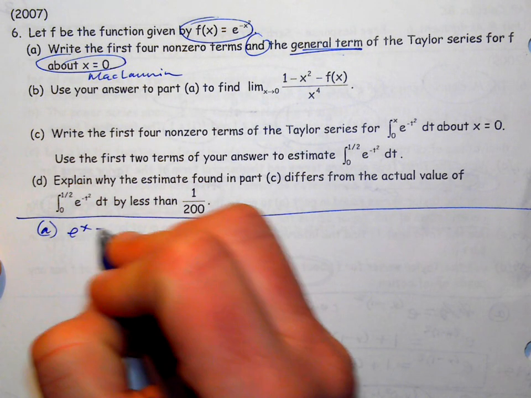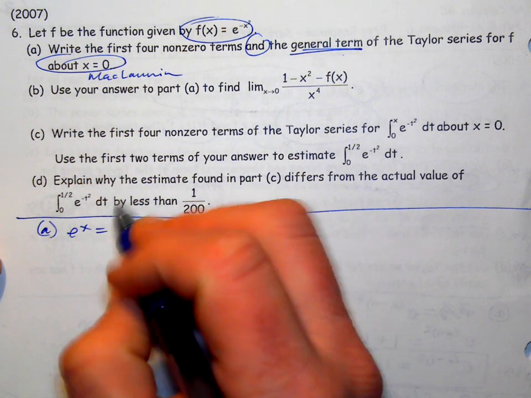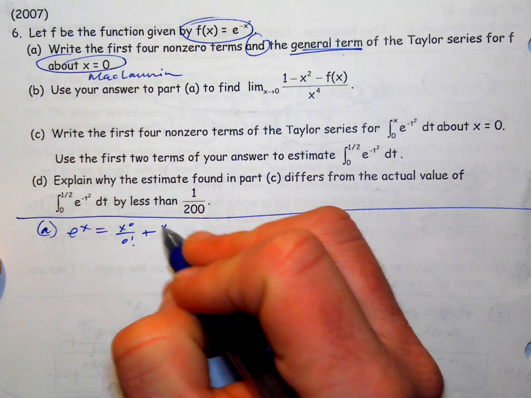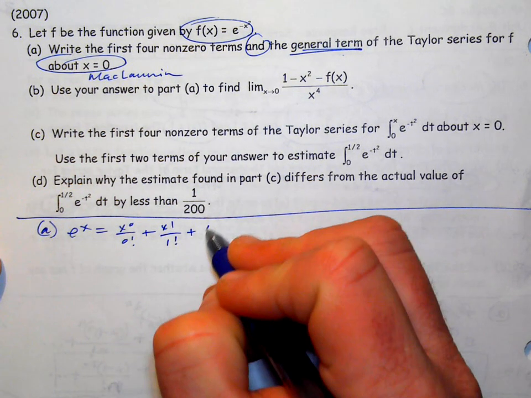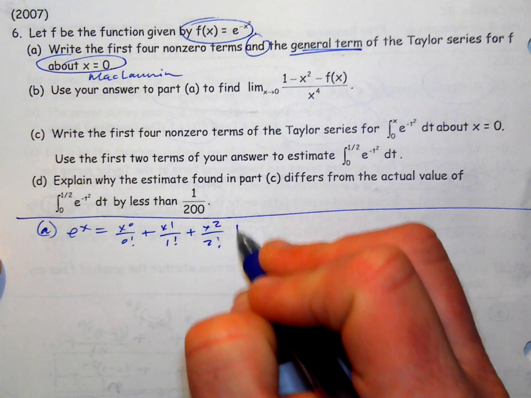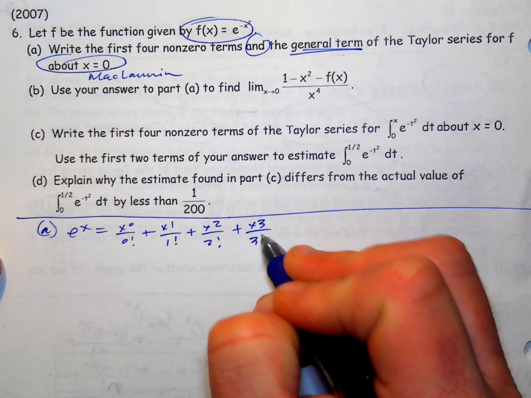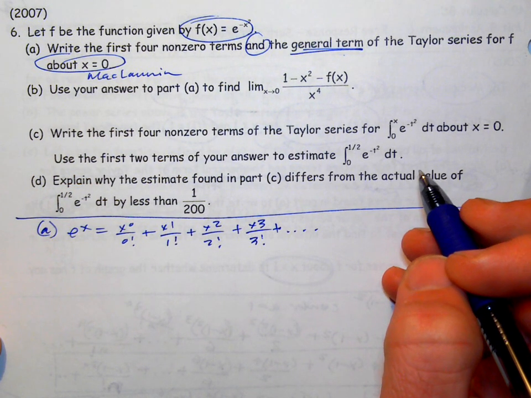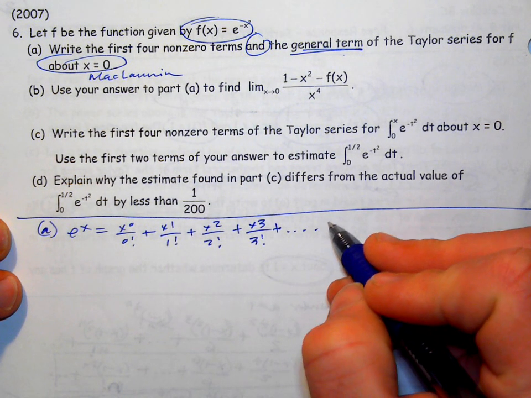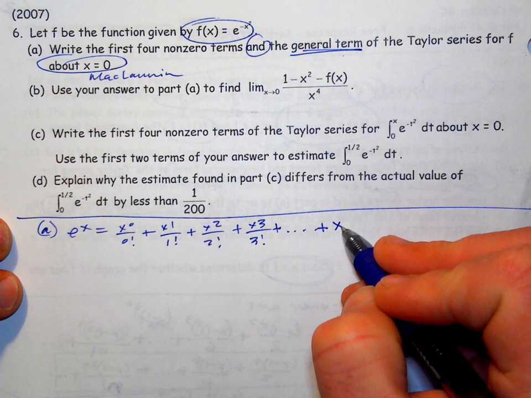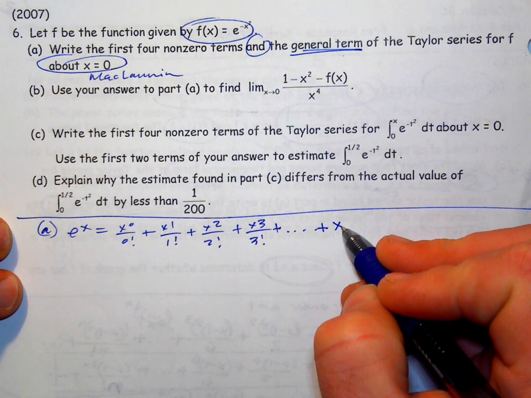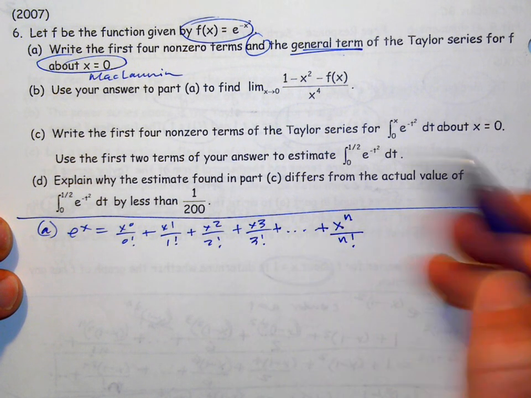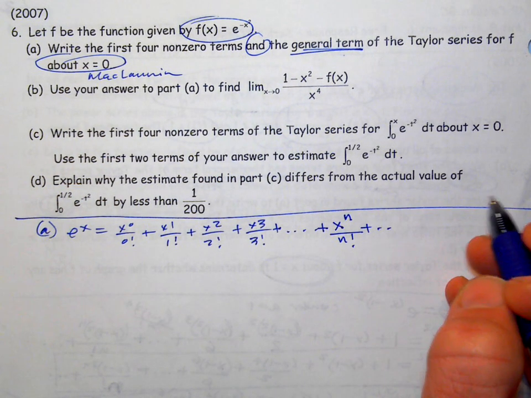And we've memorized e to the x, right? The Maclaurin series for e to the x is x to the 0 over 0 factorial plus x to the first over 1 factorial plus x squared over 2 factorial plus x cubed over 3 factorial. Pretty easy pattern. And we could even write plus x to the n over n factorial, if we start at n equals 0, plus dot dot dot. So that's e to the x.